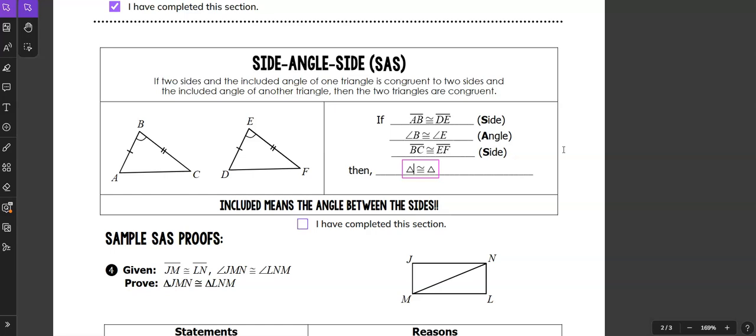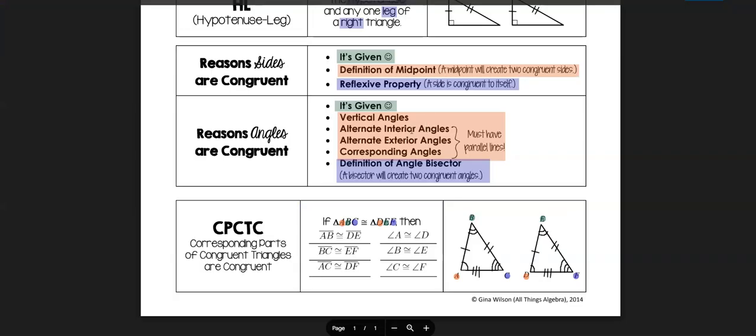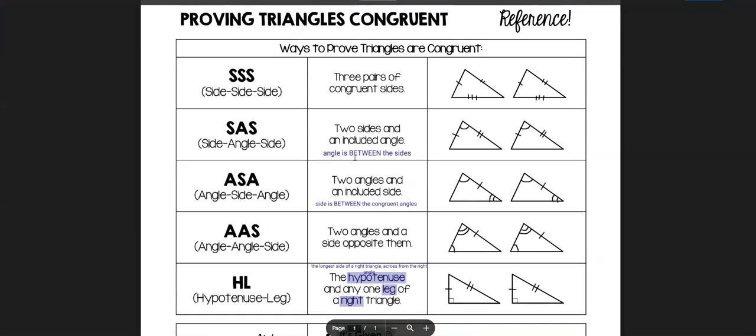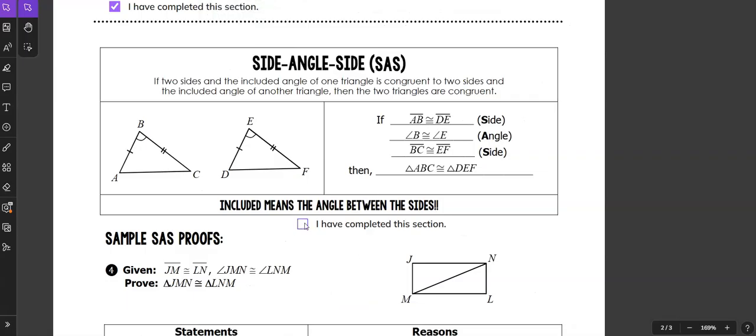Okay, so if these three things are true, AB is congruent to DE, B is congruent to E, and BC is congruent to EF, then ABC is congruent to triangle DEF by angle side angle. Okay, again, included means the angle between the sides. It's super important. You'll notice that if you look at the cheat sheet, I put angle is between the sides. It is on here for you. Please go ahead and take a moment, mark this section as complete.